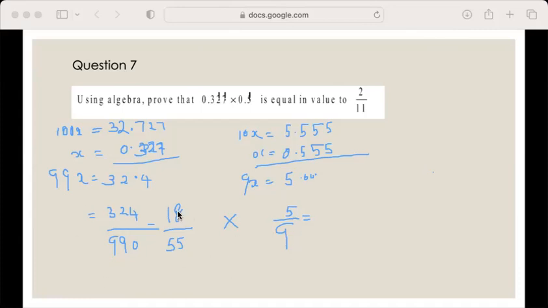Otherwise, we can just do it like this: we work out the numerator of one with the denominator of the other. Okay, 9 divided by 9 is 1. 18 divided by 9 is 2. And 5 divided by 5 is 1. 55 divided by 5 is 11. So now we have the simplest form. 2 times 1 is 2, and 11 times 1 is 11. So if you can see, we have just proved that this answer will work out in fraction form as 2 over 11. All right.